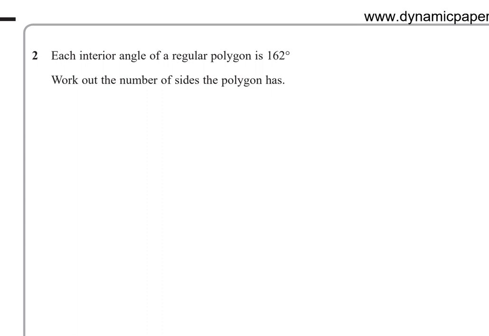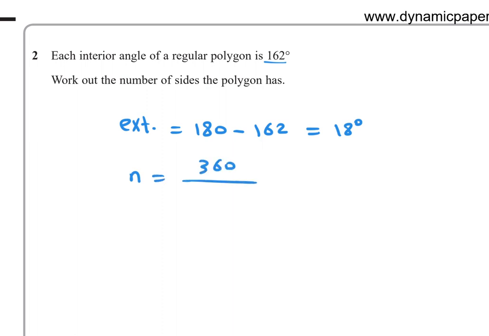Number 2. Each interior angle of a regular polygon is 162 degrees. Work out the number of sides the polygon has. If you have the interior angle, you can find the exterior. The exterior equals 180 minus the interior, 180 minus 162, equals 18. Now to find the number of sides, divide 360 by 18 equals 20 sides.